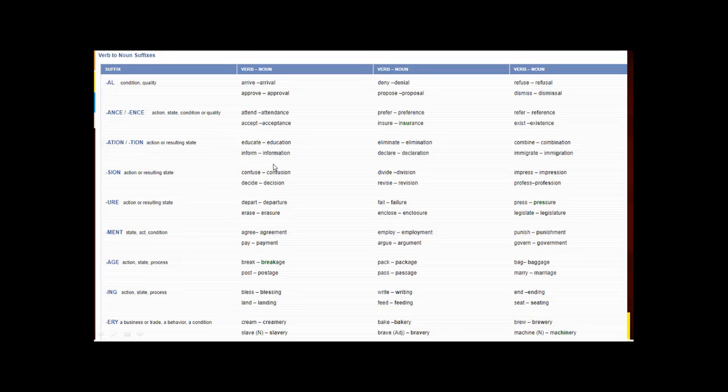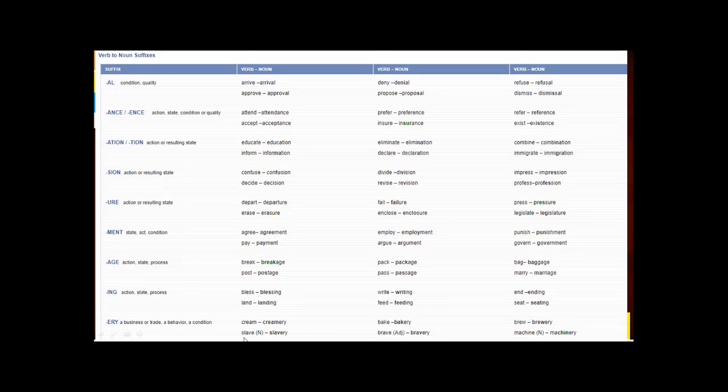The SION, confuse and its noun, confusion. Divide and its noun, division. With URE, depart and departure, fail and failure. With AGE, we have post, postage, pass, passage, marry, marriage. The ING, bless, blessing, feed, feeding, write, writing.